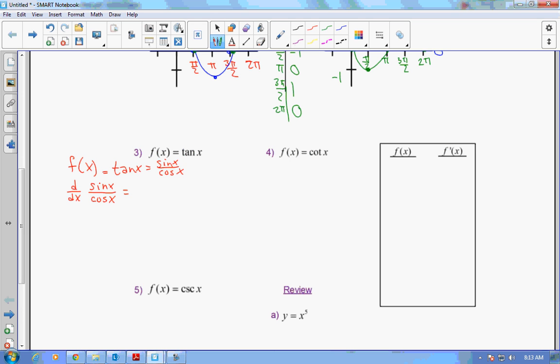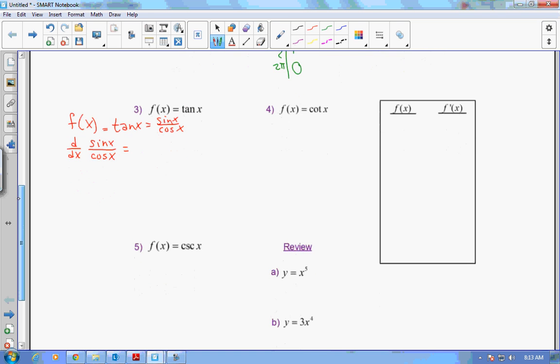The quotient rule. We're going to be using that a lot today. How does the quotient rule work? What's it saying? Low d high minus high d low over low low. I like saying the ho ho because I feel like it means Snow White or something. Ho d high minus high d ho over ho ho. Okay, so we just plug in.